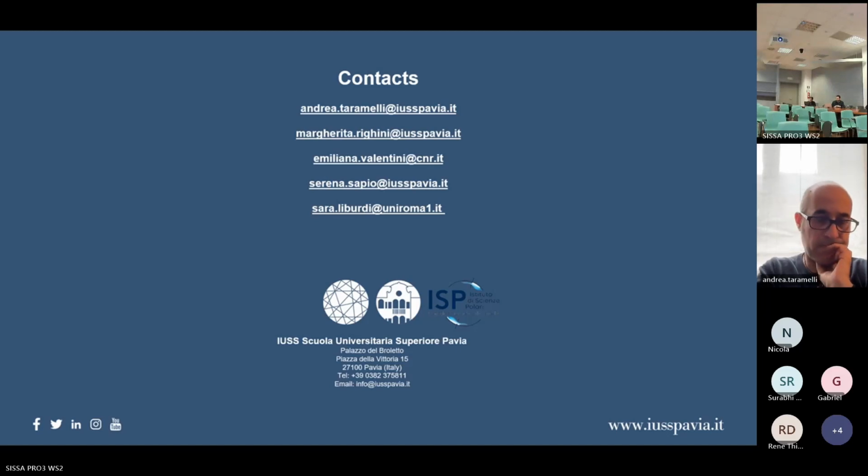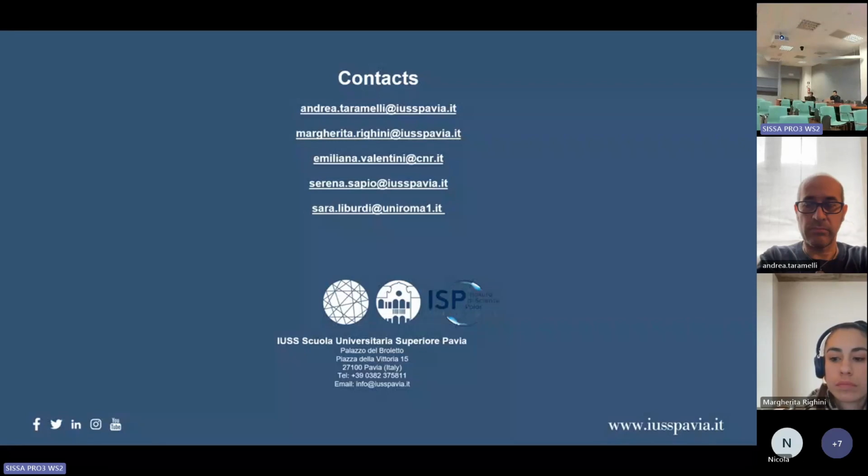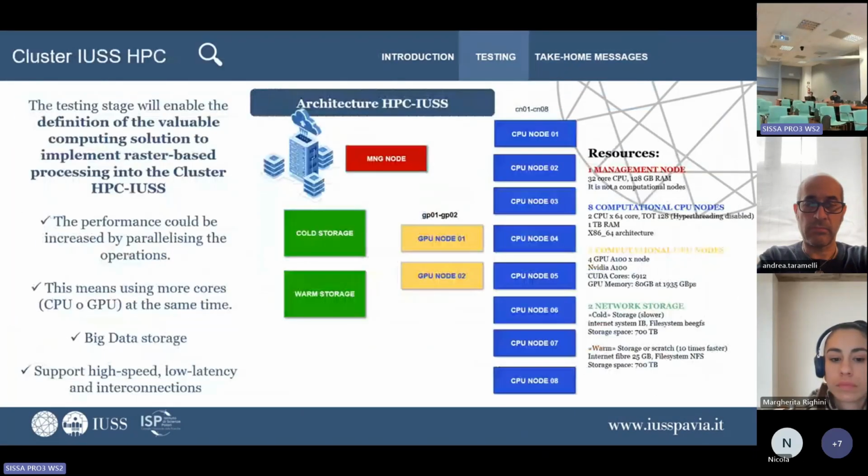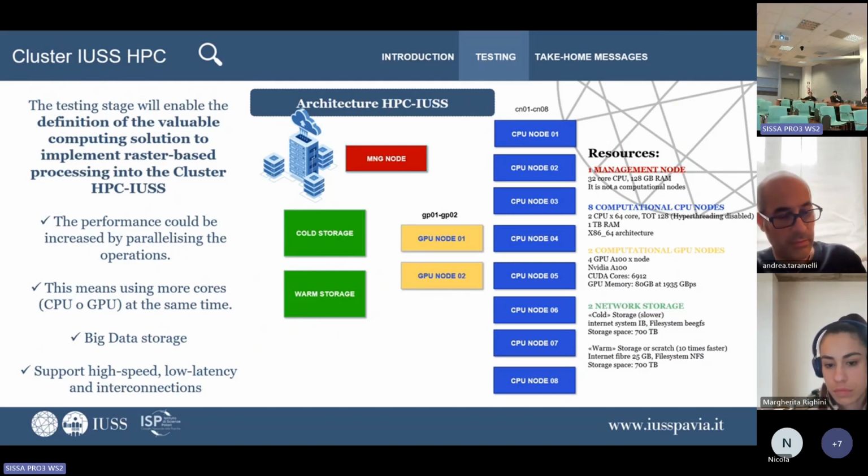Which kind of cluster have you installed in Pavia? This one. Yes, it's a high performance computing cluster, and you can see here the resources. And we built this cluster on the basis of the results of this study. And so we have a 32 core CPU, 128 gigabytes of RAM, and so on. You can see here the specification of the cluster.